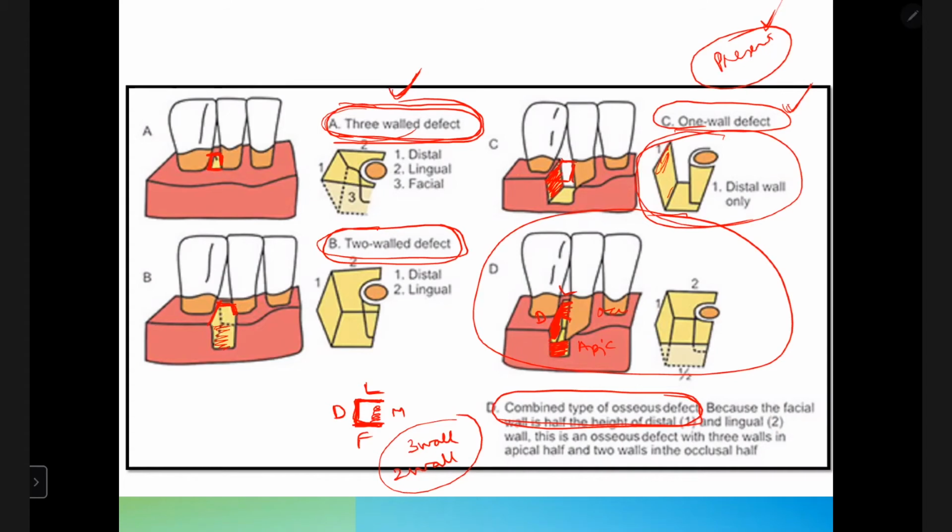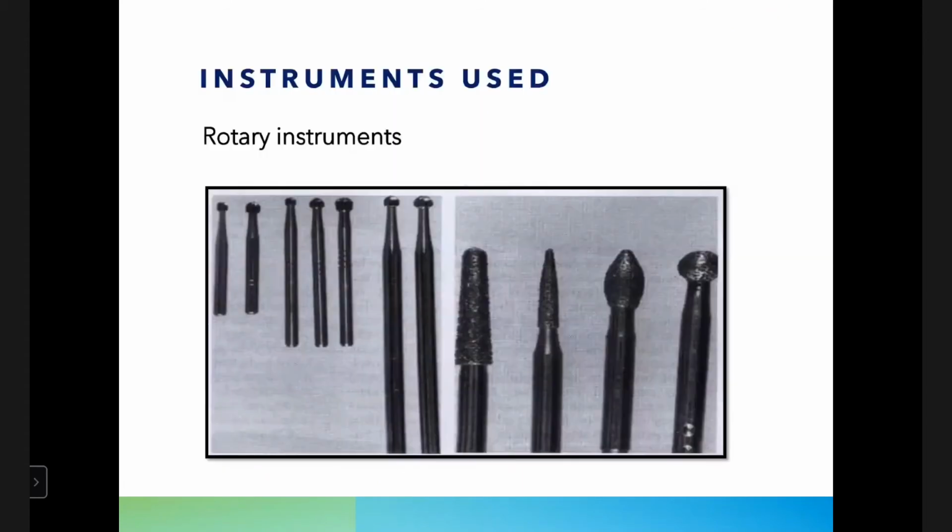So depending upon the number of walls that are present, we will be classifying the osseous defects. Okay, so now let's see what are all the instruments that are used in order to do this resective osseous surgery. In these instruments, we have the rotary instruments and we have the hand instruments. In the rotary instruments, we have different kinds of carbide burrs.